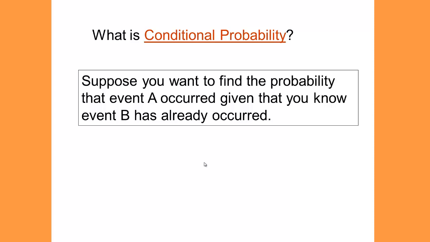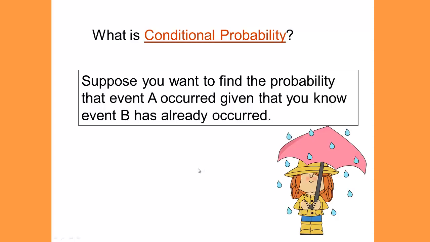Think about this example. Suppose event A is wearing my raincoat and event B is that it was raining outside at 7:30 a.m. when I leave the house. In this case, we want to find the probability that I was wearing my raincoat, and this would be for any given day, that I was wearing my raincoat given that it was raining at 7:30 that morning.